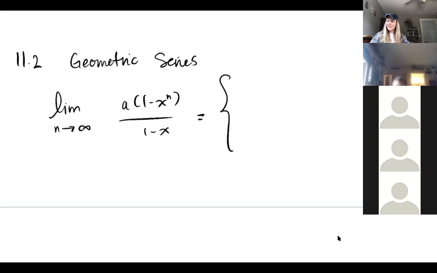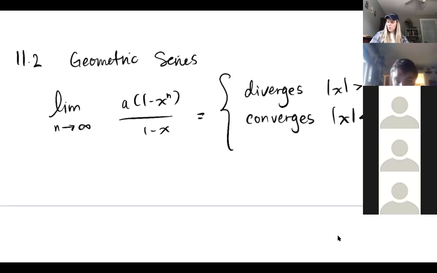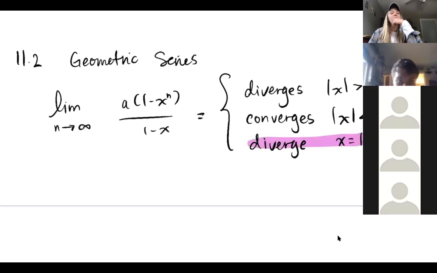Yeah, because I just said, okay, it diverges, and we could see it, right? It diverges if the magnitude of x is strictly greater than 1, and we can see it converges if the magnitude of x is strictly less than 1. But why does it diverge when x equals 1? I did just say that, I didn't explain it. So let's think about it.